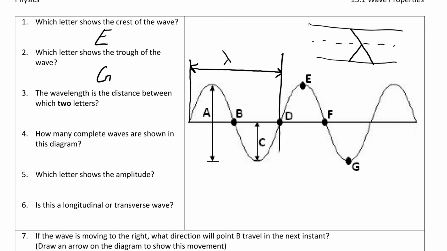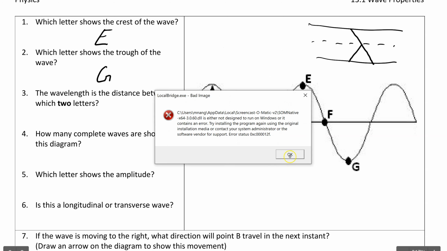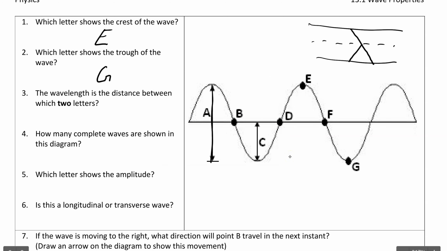But that's not one of the choices because you have to do between which two letters. So let's start with letter A. A is definitely not going to be the wavelength because it's going in the opposite direction. We'll talk about that when we do amplitude.